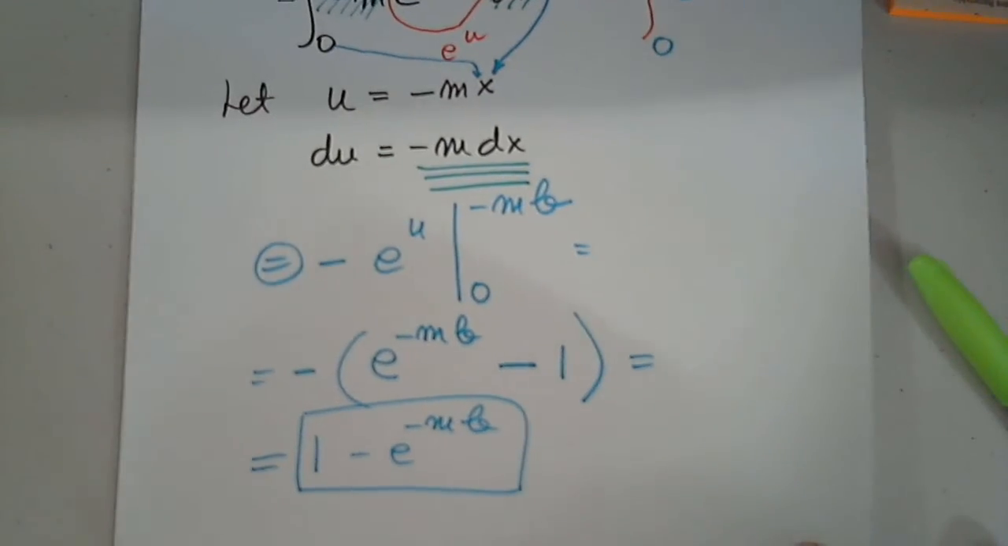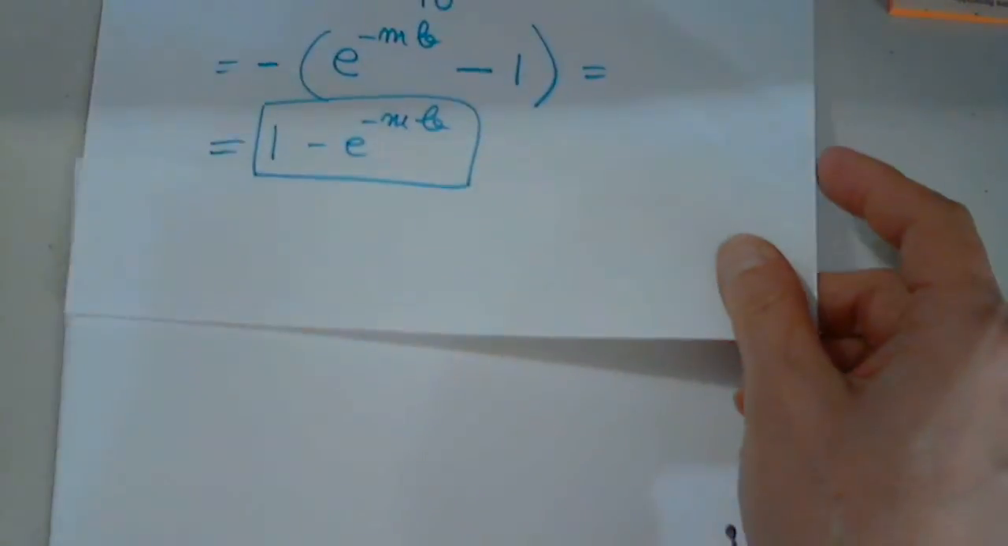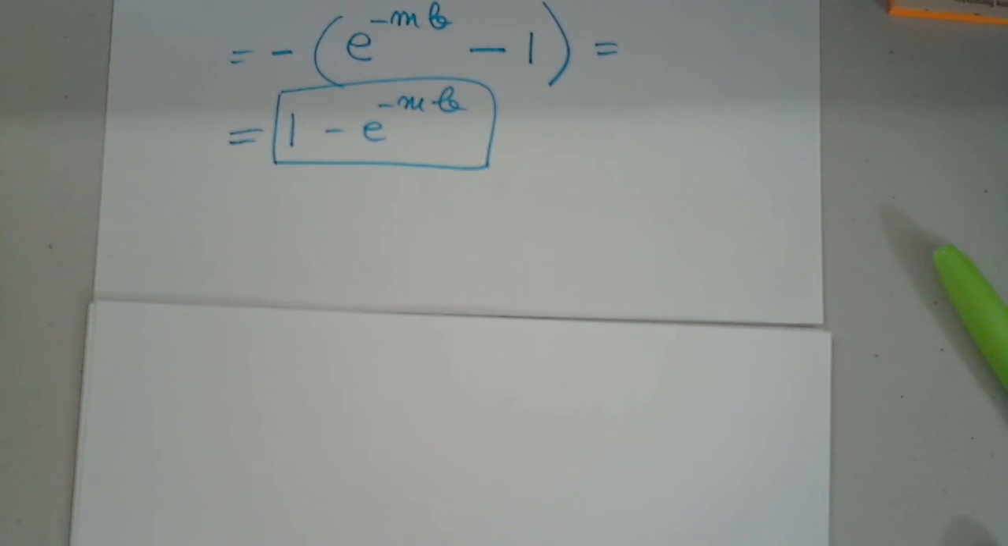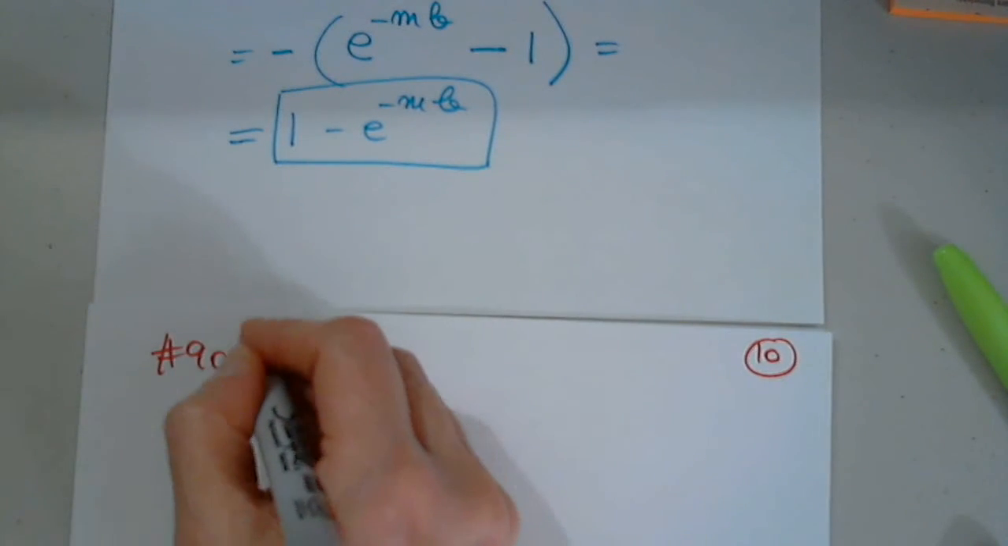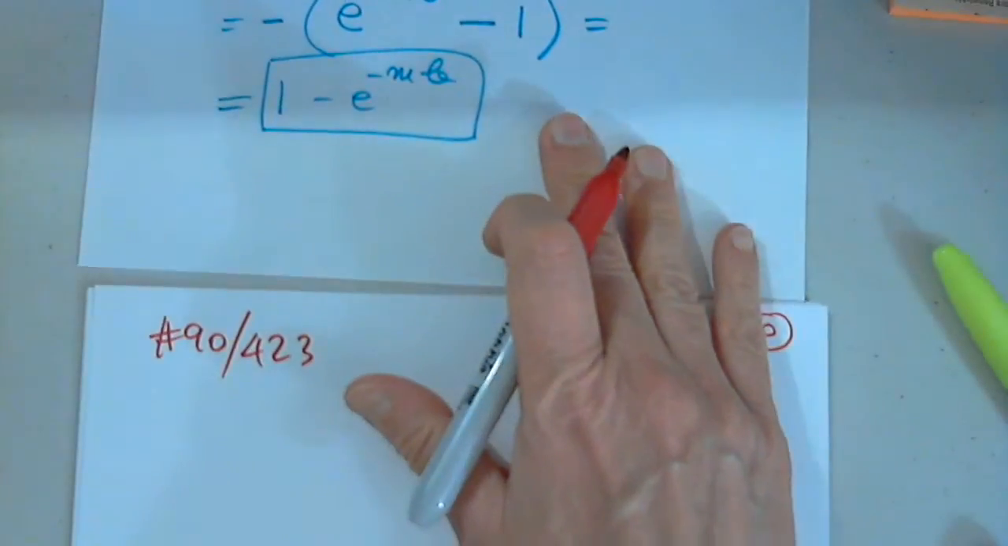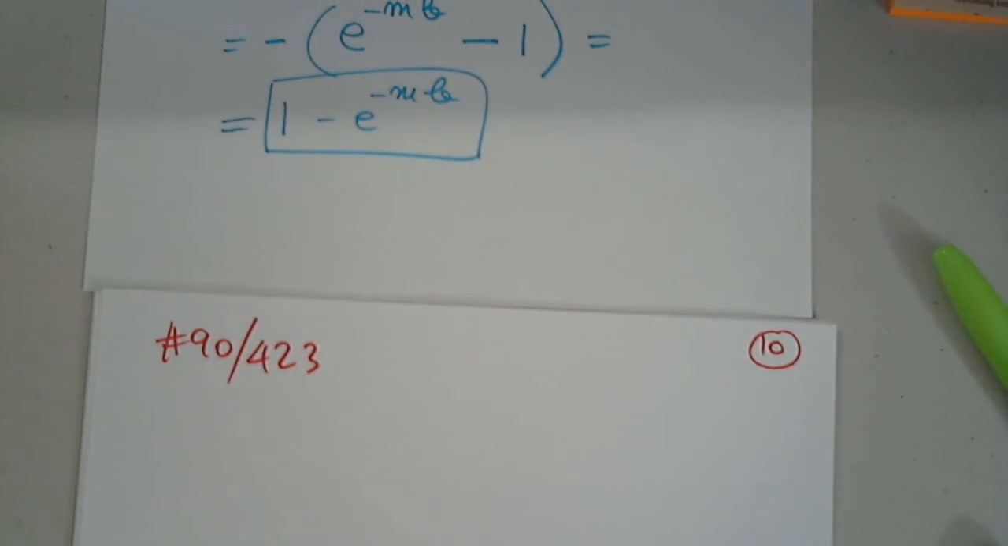Let's look at number 90. Please practice with these problems. If you work on these problems first, you will have zero difficulties, I promise you. Divorce rate, number 90 on page 423. And we'll stop after this one. Any questions for me, please?